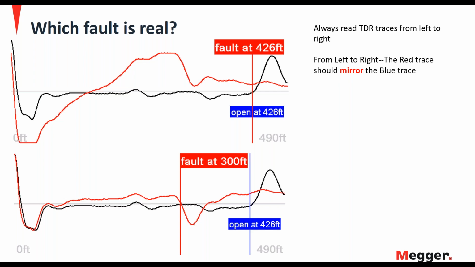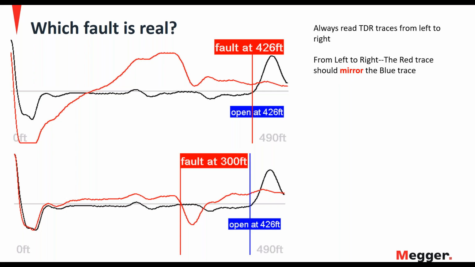And I should pause here for just a minute. On your display, this black trace is actually the blue trace. That's just the way we saved it onto the display here. On the actual display of the Smart Thump 25, that black trace is blue. So when I say blue trace, that's the one I'm talking about.